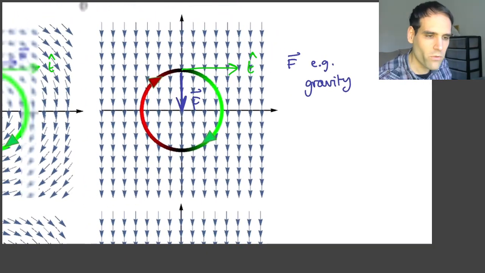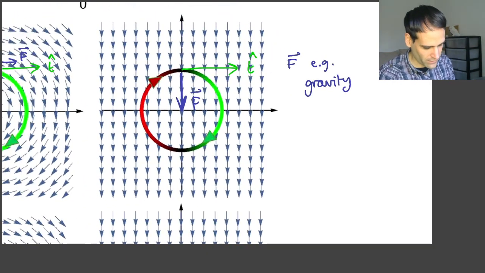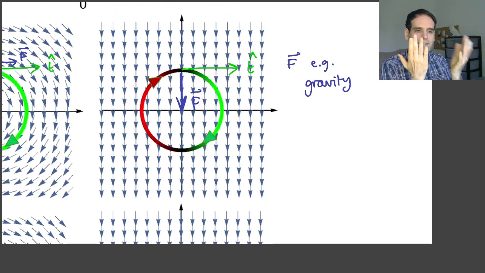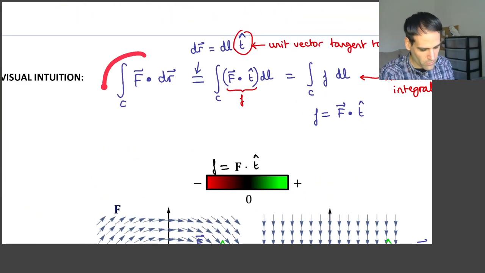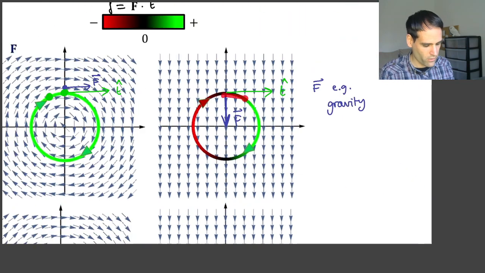So when you integrate the total work done, you are going to get positive values here and negative values here, but everything is symmetric, so the final result will be 0. And this makes sense if you think about the work done by gravity on a closed loop.